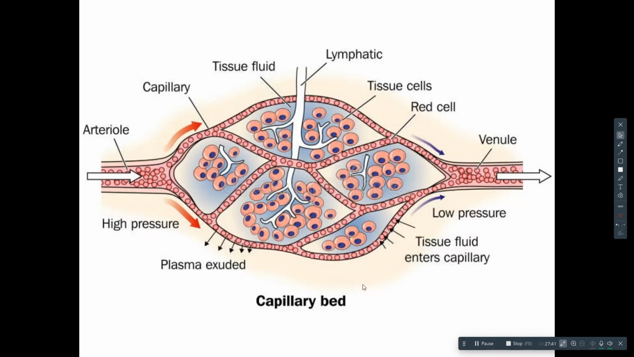Now, most of the time, capillaries are arranged in groups called capillary beds. So I'll have an arteriole, a tiny artery, leading to many capillaries. Those are capillary beds, and the capillary beds then empty into a venule. So don't think about it being like a straight one-to-one relationship, one artery, one capillary, one vein. Often the capillaries are in beds. Okie dokie.